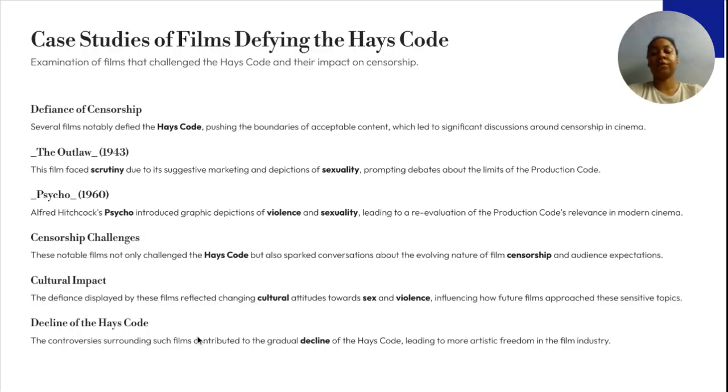Those controversies surrounding these films did contribute to the decline of the Hays Code. So it allowed for more artistic freedom in the film industry. Whoever's writing and directing films is not really restricted anymore. It's not a restrictive medium anymore. You don't need to be in the box. You don't need to follow it. Because that's when the age classification system was born from that.